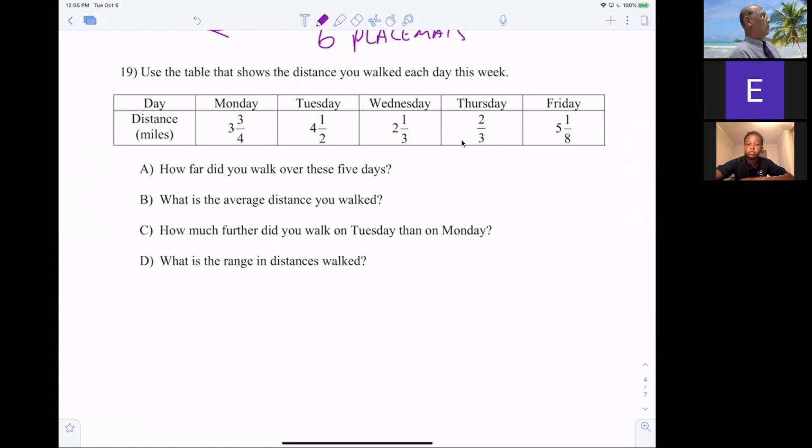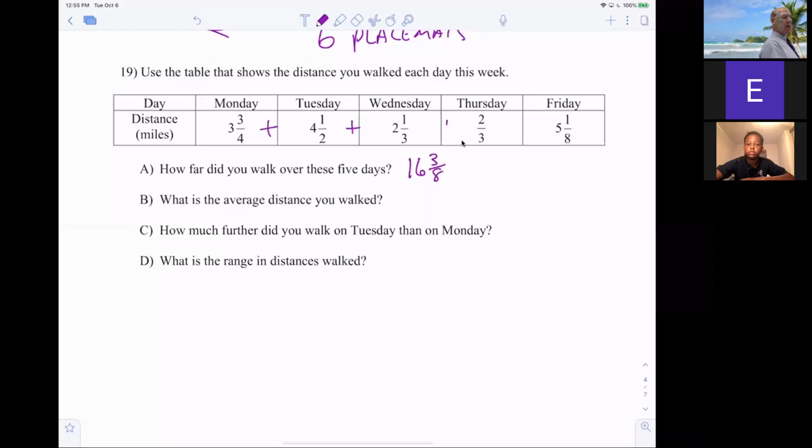All right. So go ahead, Jackson. How far did you walk over these 5 days? 17 miles. How much? 16 3/8. I said 17 miles. Did you add them up on your calculator? Add all these up. Anybody else get 16 3/8?